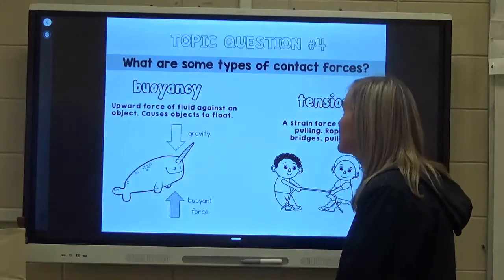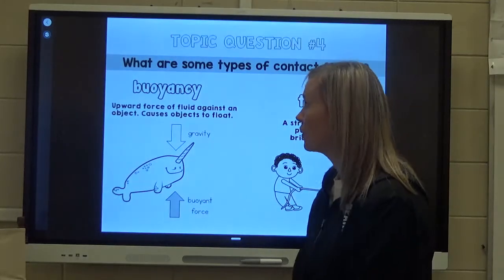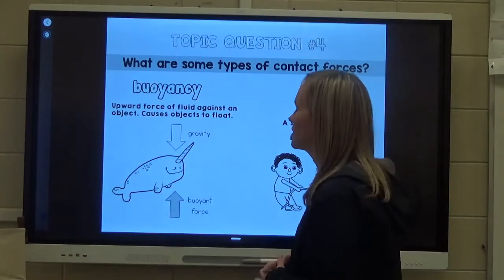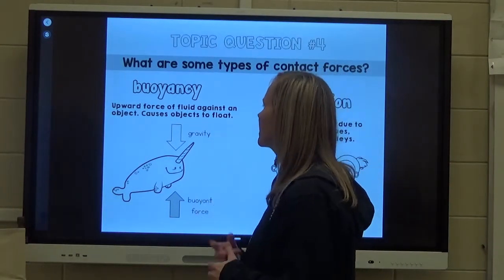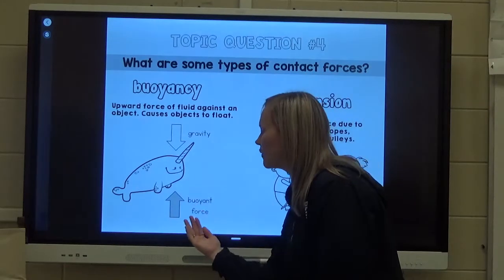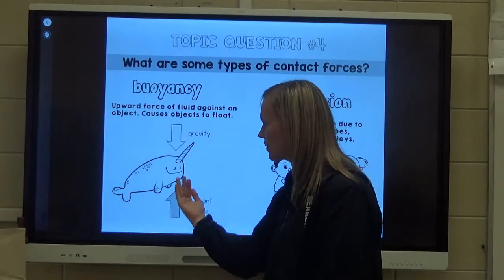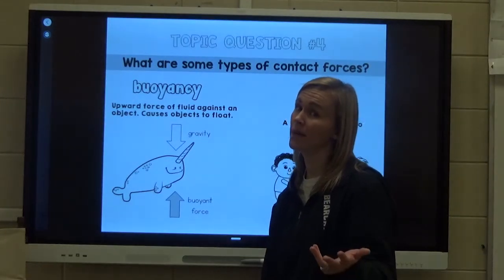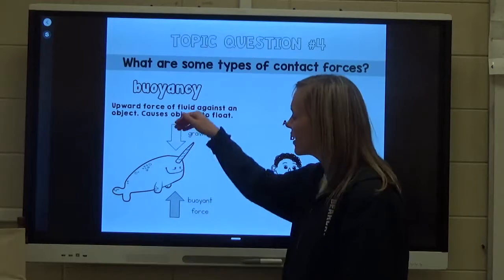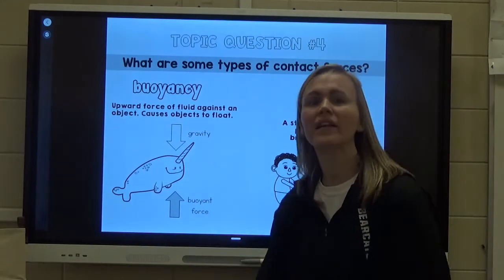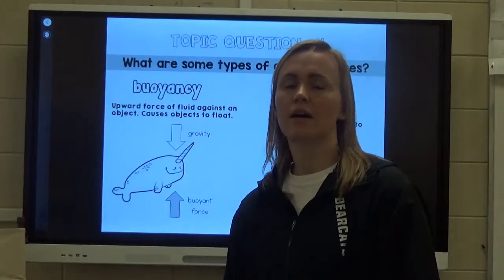Alright, what are some types of contact forces? So here again, touching. We have buoyancy forces. It's the upward force of fluid against an object. It causes an object to be able to float. So here we have the buoyant force pushing up against the bottom of the door wall. Again, may be real, may not be real. Alright, and we have gravity pushing down as well. So the buoyant force is overcoming the force of gravity to allow that object to come to the surface of the water.